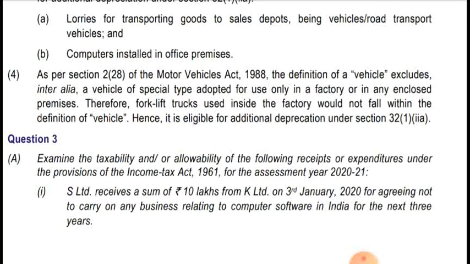In this case, the 10 lakh rupees received by S Limited will be chargeable in its hands under the head profits and gains from business or profession. And K Limited has to deduct TDS under section 194J while making the payment of 10 lakh rupees, and that 10% TDS should be deducted by K Limited while making payment to S Limited for non-compete fees. So in the TDS section 194J, it is written that for non-compete fees up to rupees 30,000, no TDS is required to be deducted, but here the non-compete fee is 10 lakh rupees, so TDS will be deducted at the rate of 10%. Okay, let's see the answer.